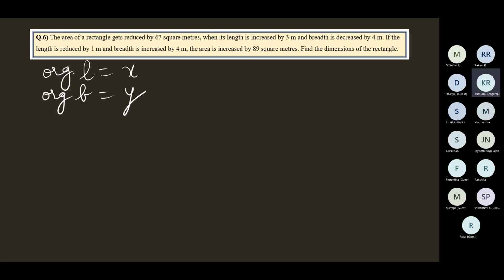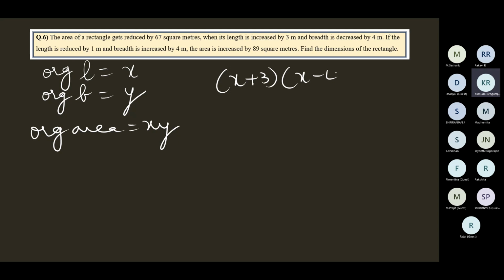Okay, so we assume the original length and original breadth to be x and y. Now read the question. So what is the original area? L into B, so xy. Because a rectangle, no? Rectangle, L into B is the area, xy. The area of a rectangle gets reduced by 67 meters square when its length is increased by 3 and its breadth is decreased by 4. So this is the new length, this is the new breadth. The new length into the new breadth is equal to the new area. What's the new area? Original area minus 67.